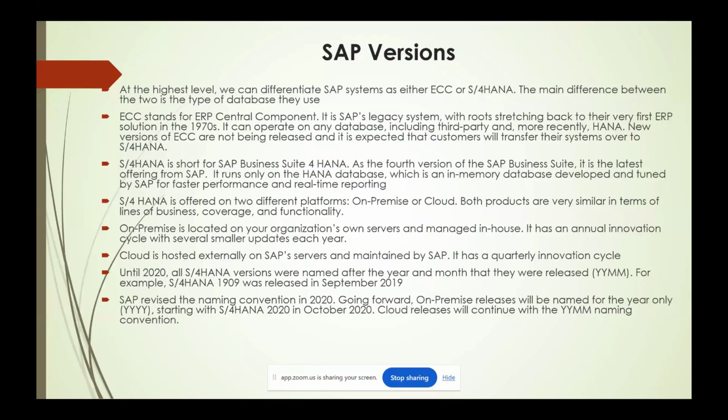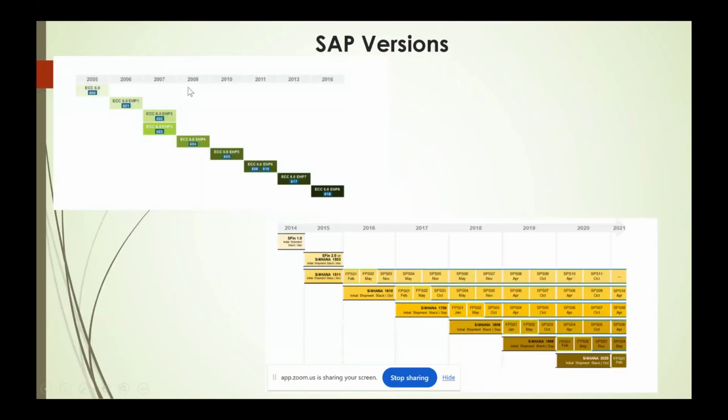Now you can see all the versions. These are the ECC versions from 2005, when SAP introduced ECC with 6 as the version, and then it was followed up to the year 2016. ECC 6, EHP 8.